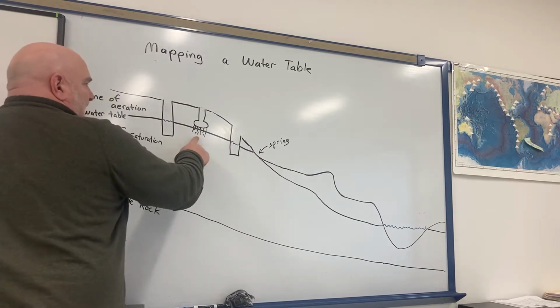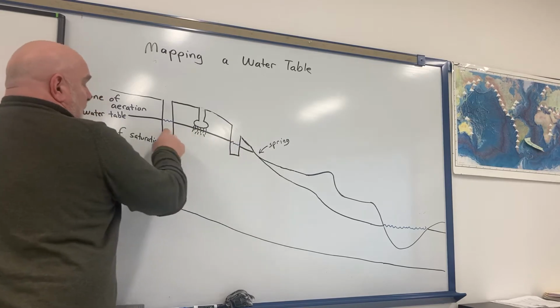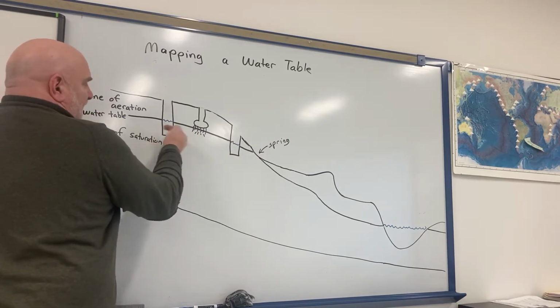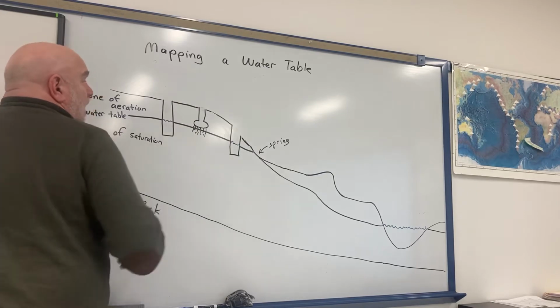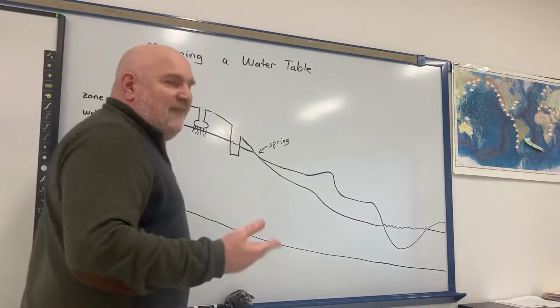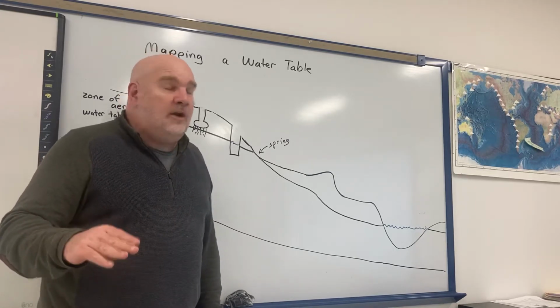So what would likely happen is these chemicals would contaminate that well, but they probably wouldn't contaminate this one because it's kind of upstream from where the chemicals are. All right. But to know that, you'd have to know what the shape of the water table is.